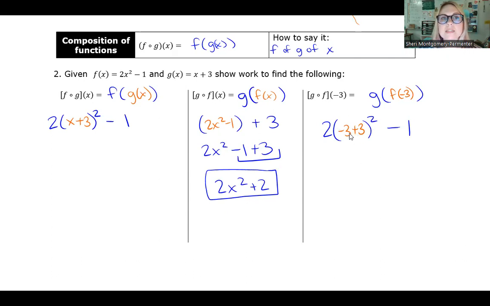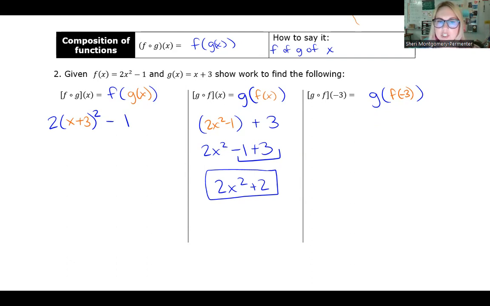For this one, what's -3 plus 3? Did I do it backwards? Which one? Oh, I did them completely backwards, huh? I was wondering why we were getting 0. I'm glad I have you guys paying attention.